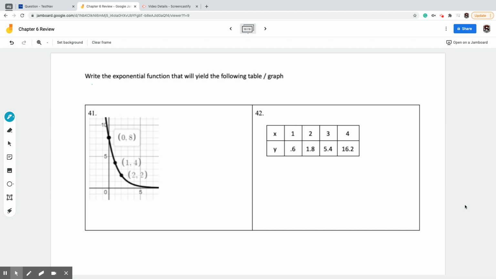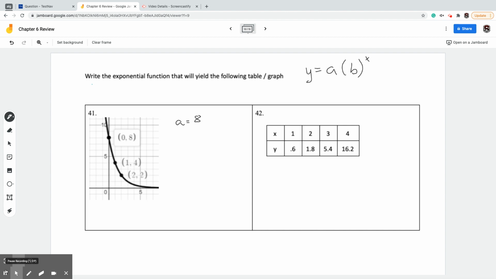Number 41 and 42 remind me of 27 through 30. You can go back to your review and check those. All the same notes apply. I'm looking for a starting value, some starting value A and a common multiplier B. Well, it's very easy to see that my A value in this case is 8. I'm starting at 8. My 0 value is 8.